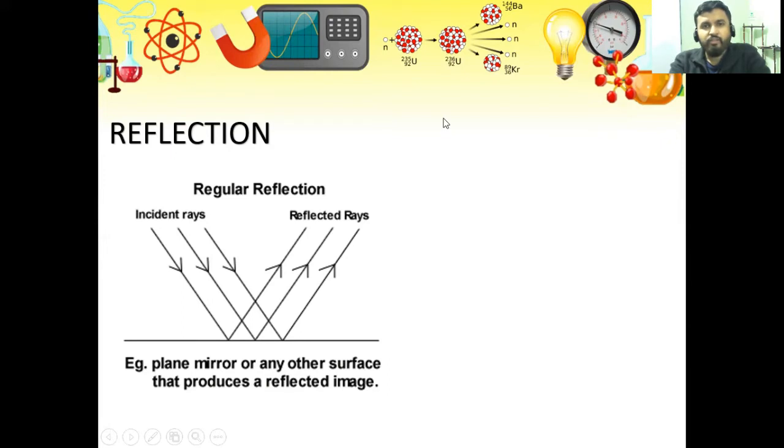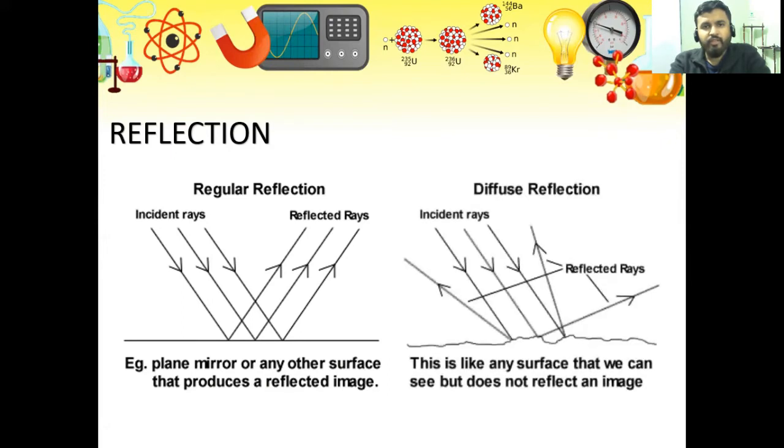However, reflection also occurs when light strikes rough surfaces. In that case, the light bounces off the surface into the same medium, but it does not bounce back at the same angle.